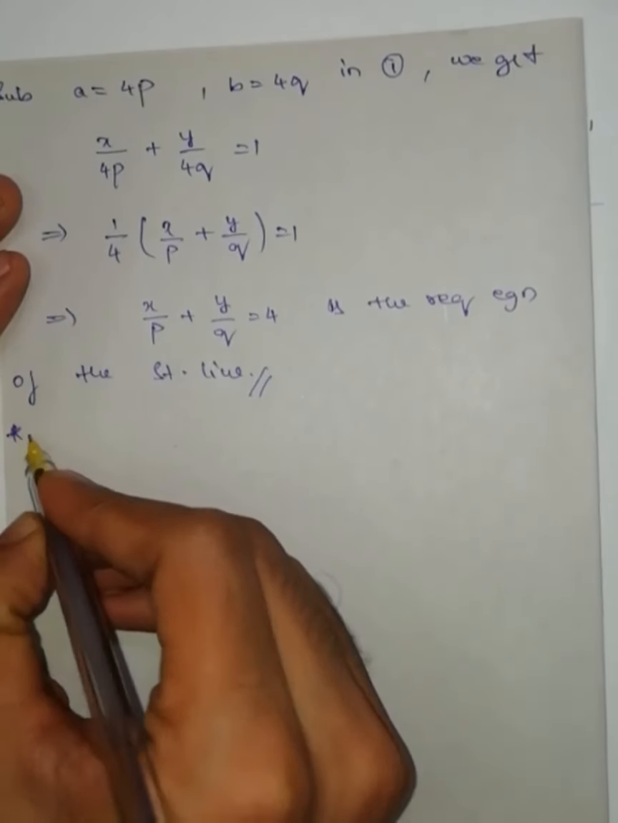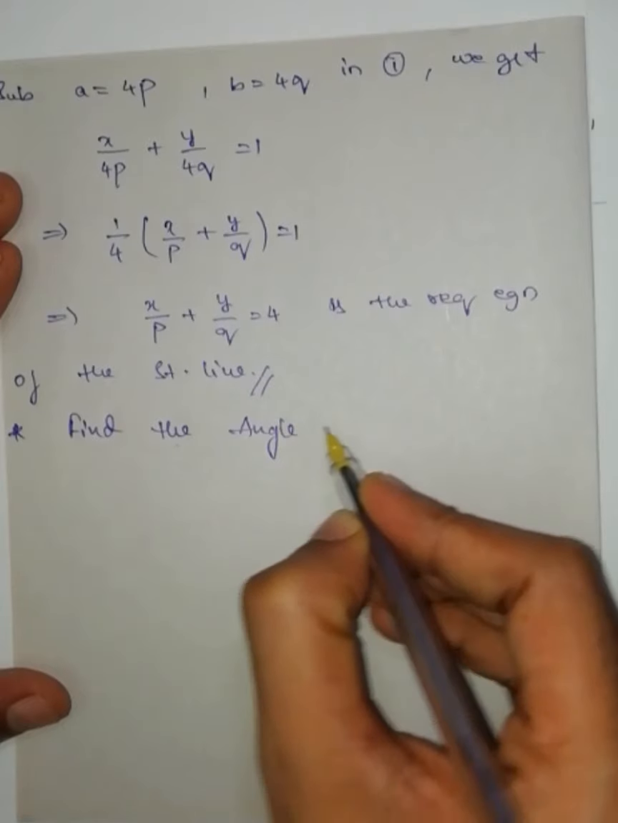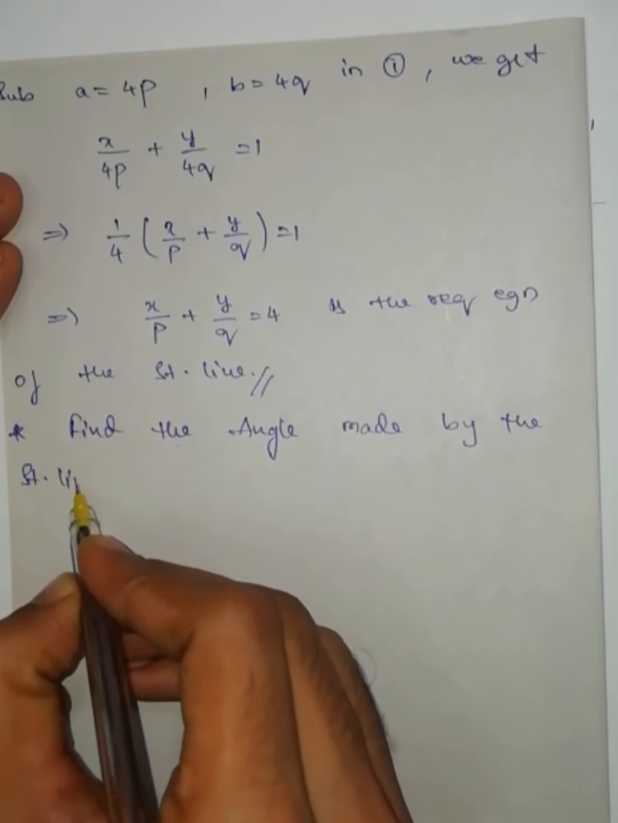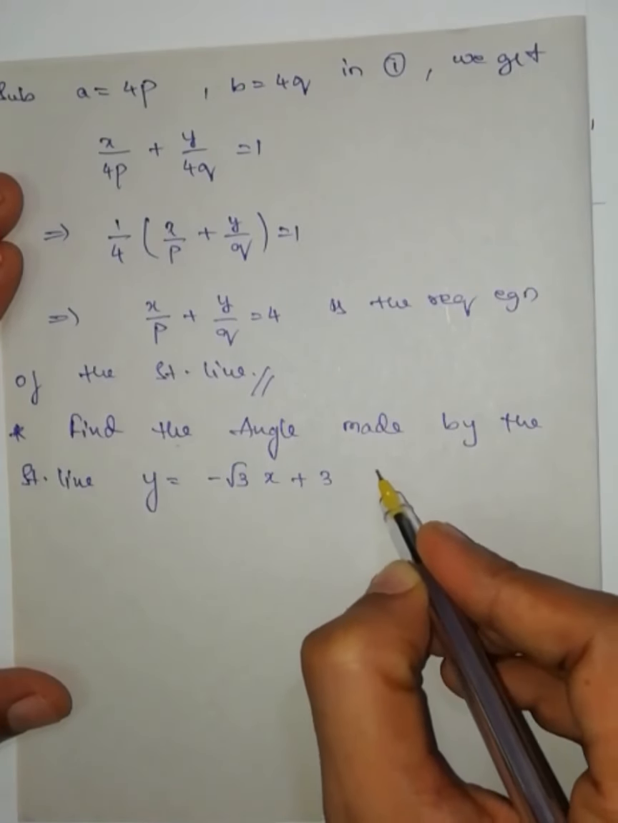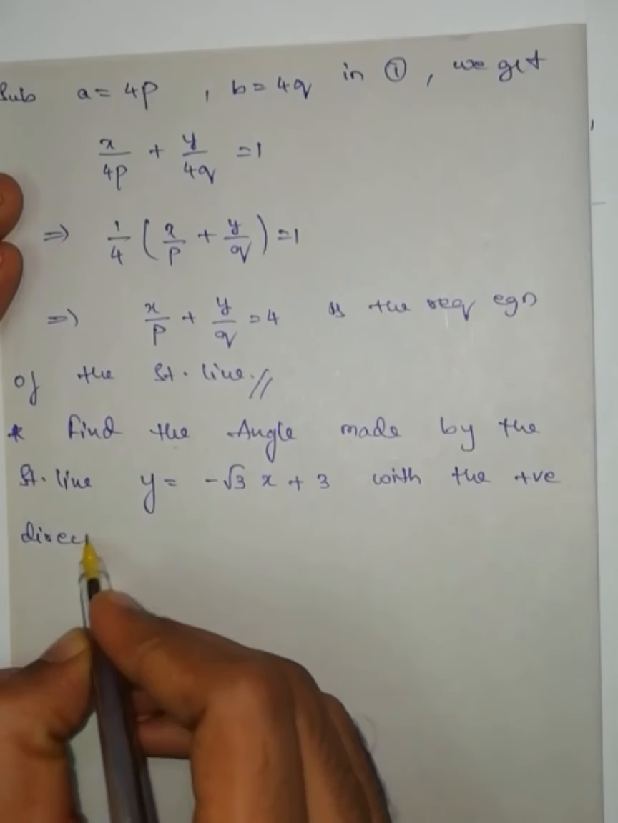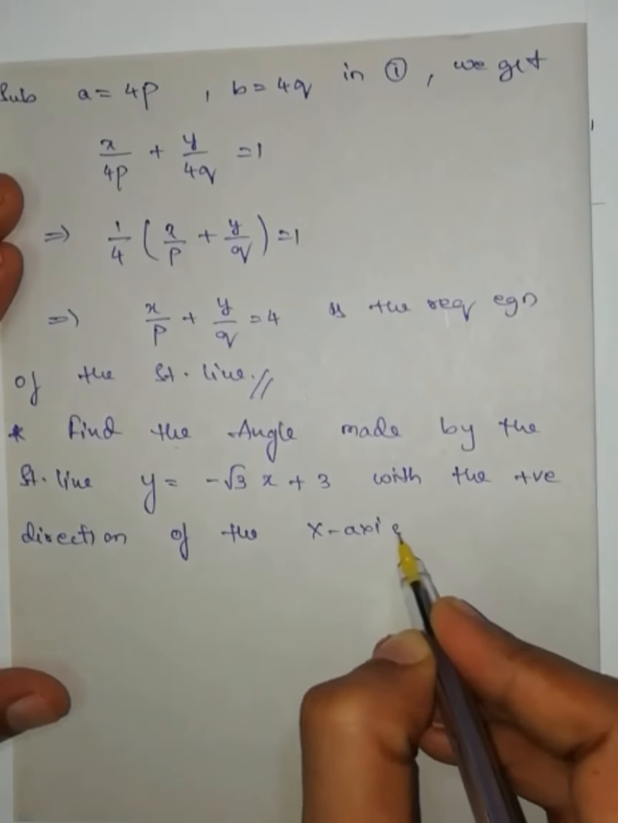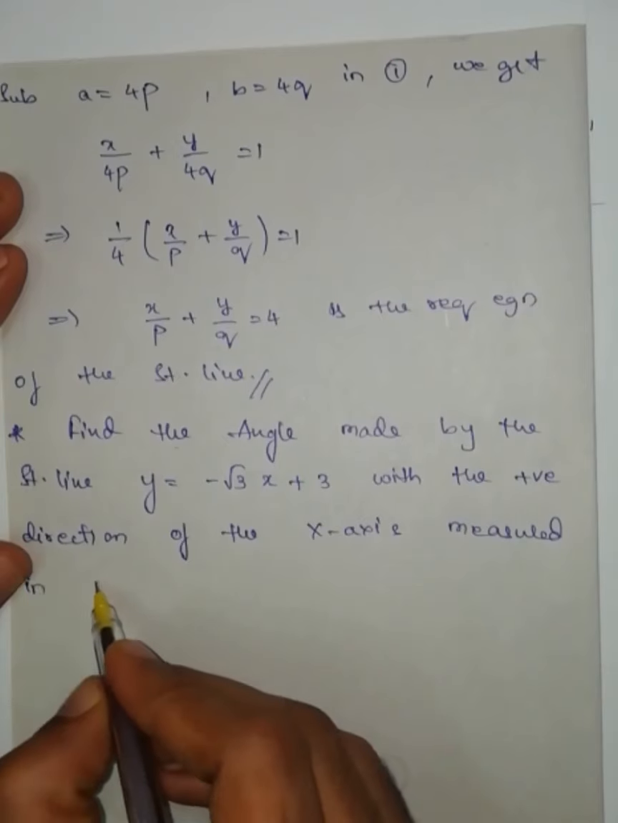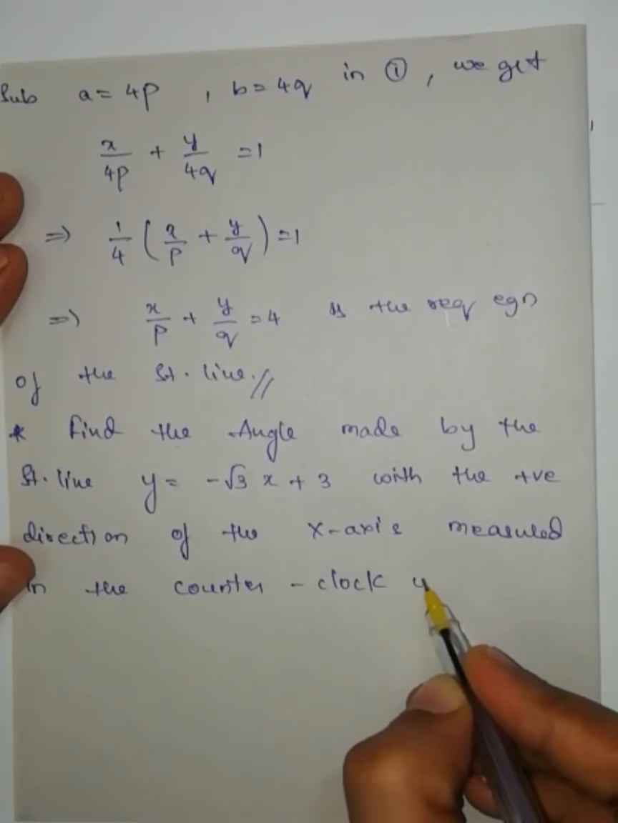Next problem, find the angle made by the straight line y is equal to minus root 3x plus 3 with the positive direction of the x-axis measured in the counterclockwise direction.